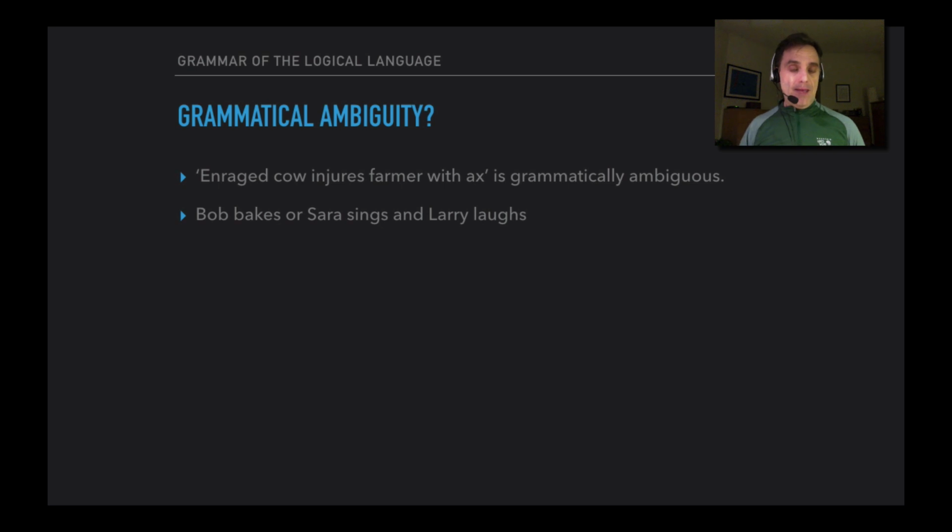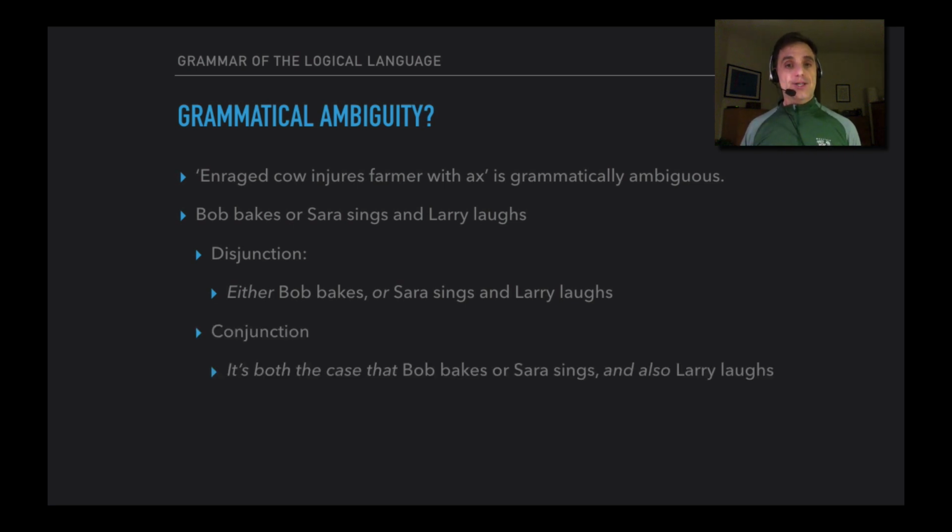So, Bob bakes or Sarah sings and Larry laughs. This is ambiguous. It might be a disjunction, an or statement. We'll learn more about those later, but it might be an or statement saying either Bob bakes or Sarah sings and Larry laughs. Or it could instead mean, no, it's a conjunction. It's both the case that Bob bakes or Sarah sings, and then also Larry laughs. And those say different things.